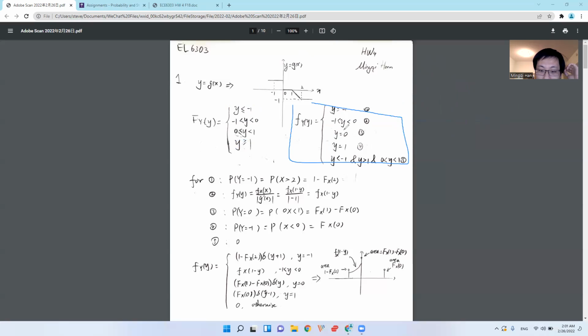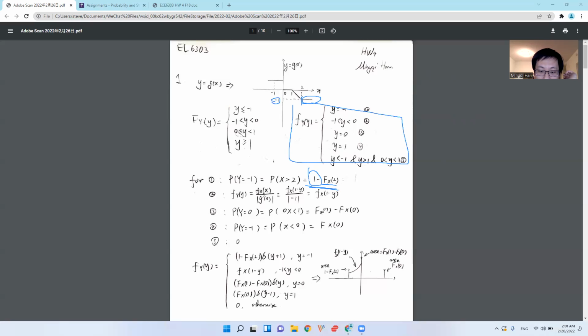We can figure out their values respectively. For circle 1, we have y equal to -1. For this -1 to exist, it is basically the same thing as x larger than 2, and the distribution is just 1 minus F_X(2). Circle 2 is different from the other 3, 1, 3, and 4, so we will skip it and jump back to it after 3 and 4.